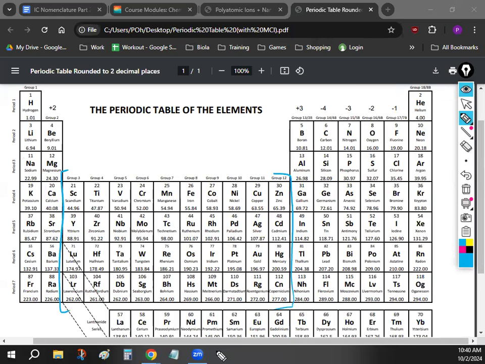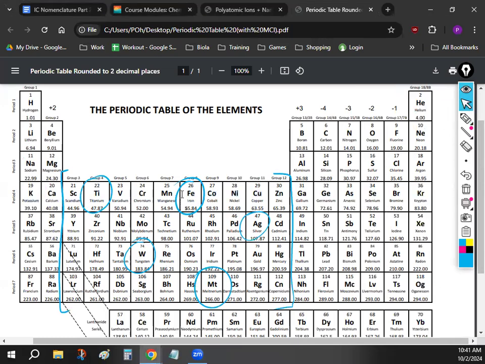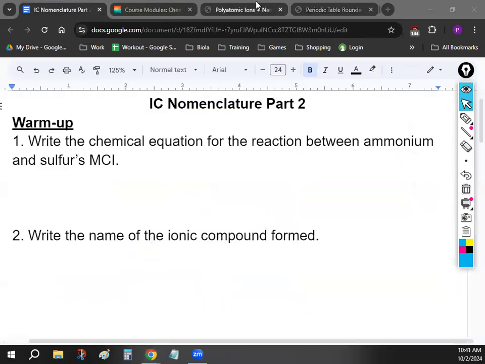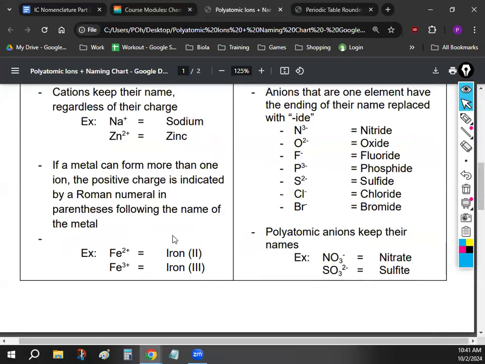Okay, so it's very simple. This last naming rule is basically saying if you have an element from this middle section, so for example, if you have like iron or tungsten or silver, anything that comes from this middle section right here, all you have to do is add one small thing at the end. You still write the name. So if it's Fe, you still write iron. However, you also need to add parentheses with the charge.